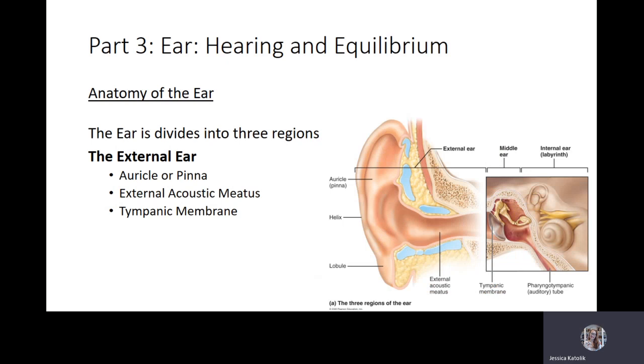So first, let's talk about the external ear. The external ear is going to include the auricle, or what is also known as the pinna, the external acoustic meatus, which is usually called the ear canal, and the tympanic membrane. The auricle is really important because it will funnel sound waves into the external acoustic meatus and then towards the tympanic membrane.